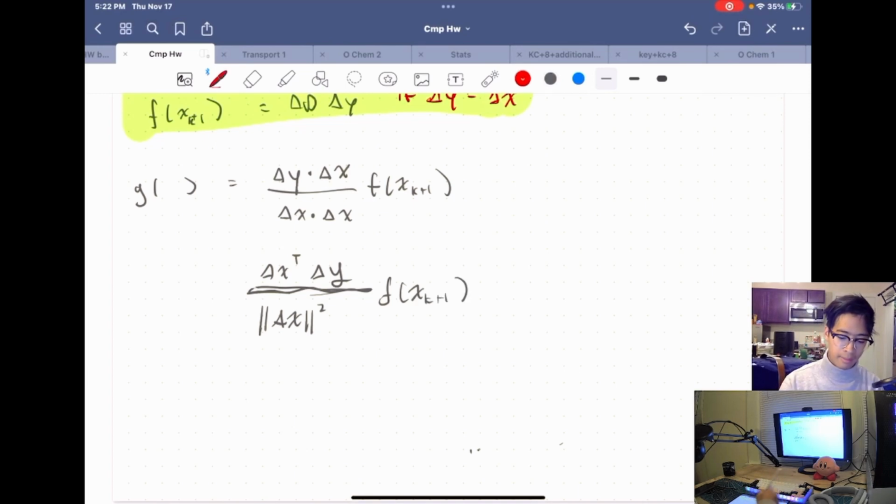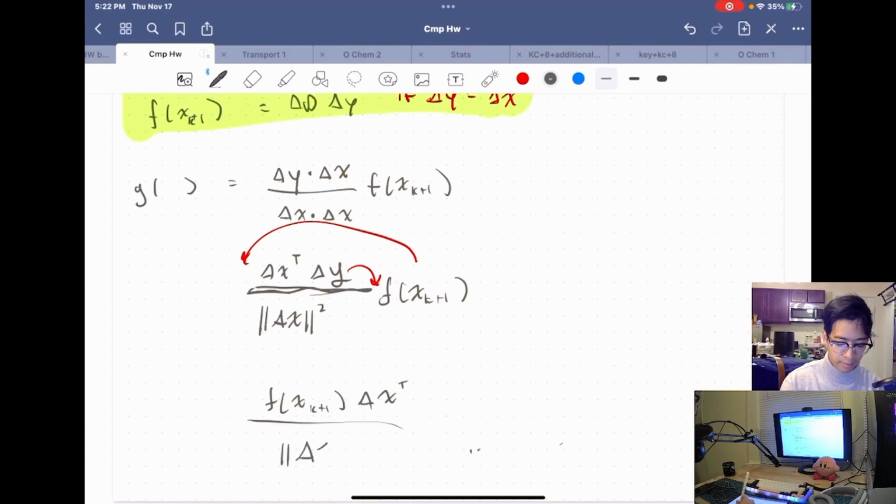Okay, now I can move that there and there. Okay, so now I have f x evaluated at the new step k plus 1 multiplied by delta x transpose over the norm of delta x multiplied by delta y. So recall what this function even equals. What does this function even equal?